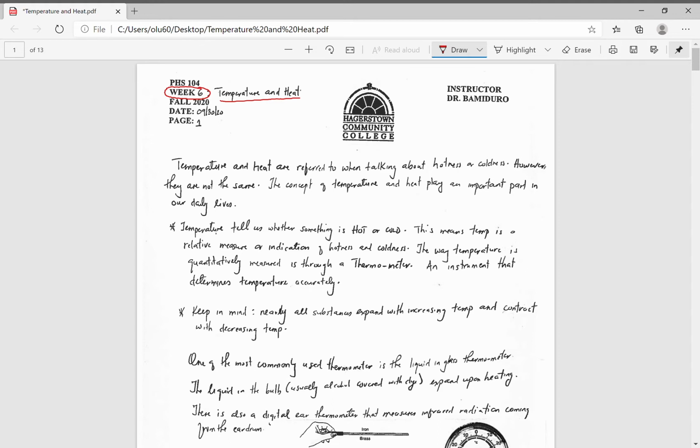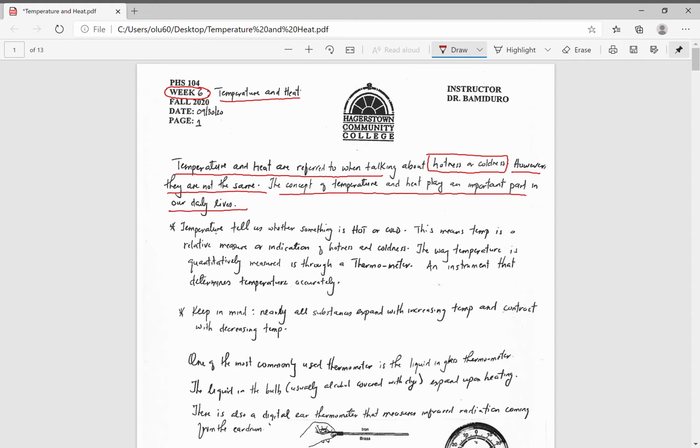Okay, so temperature and heat, of course, are referred to hotness and cold. Of course, we can allude to it as meaning that something is being hot or something is being cold. However, they're not the same. Okay, so the concept of temperature and heat play an important role in our everyday lives, as we know, right?